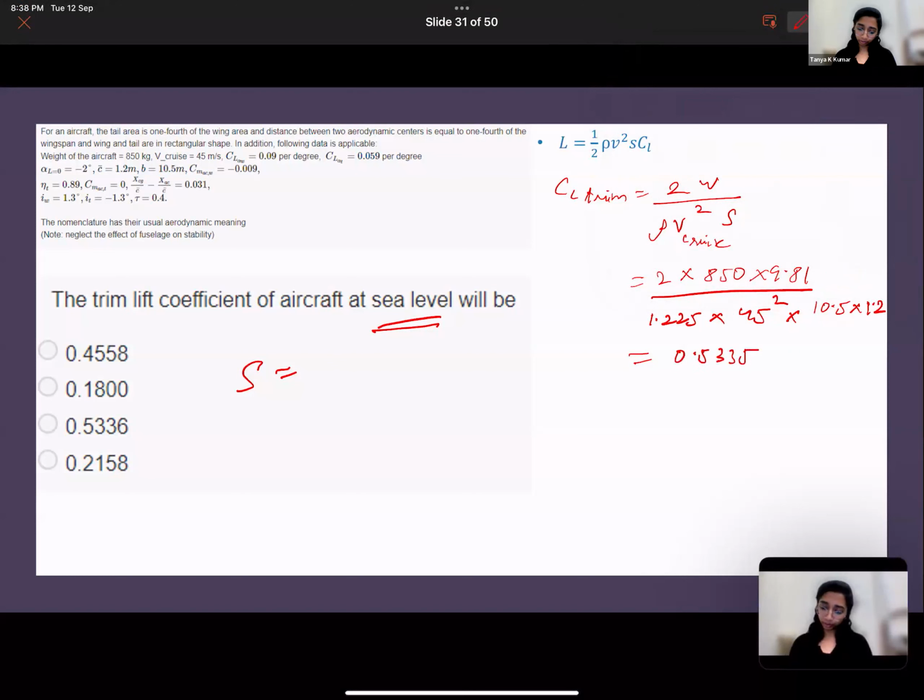Five, 3, 3, 5. That is this, okay? So I also made a mistake. You also made a mistake. Don't make this mistake again. It was a very silly mistake. We shouldn't have done this.